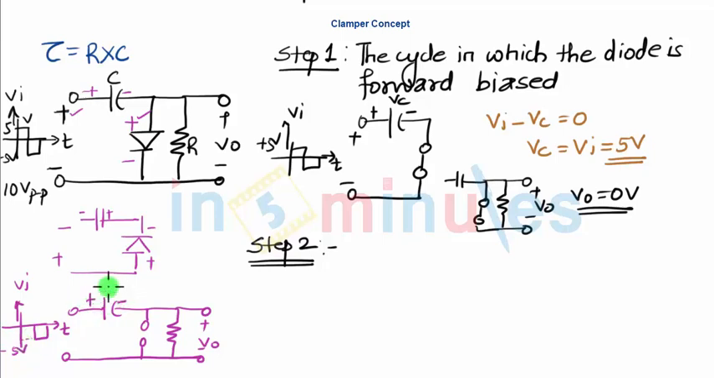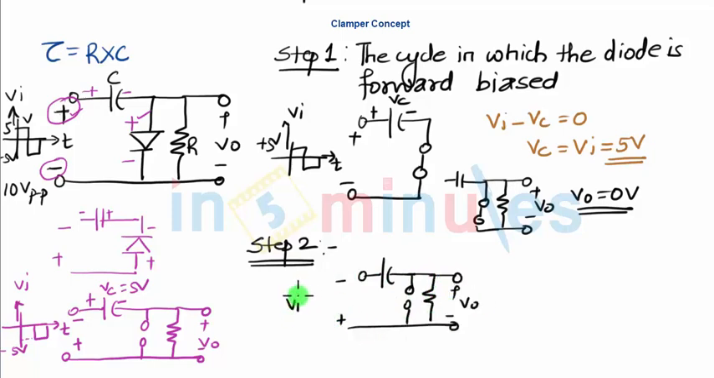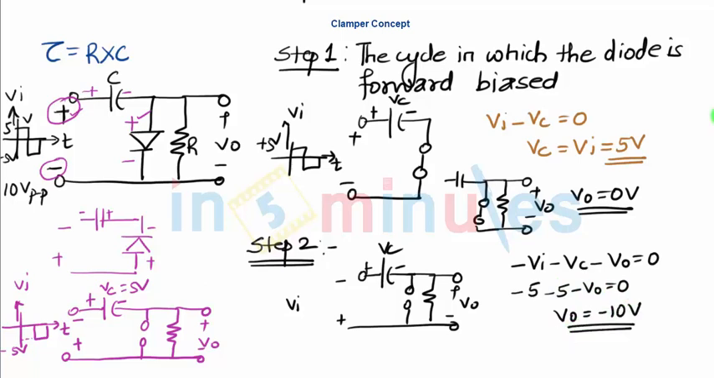Now already in the positive half cycle, the capacitor is charged to 5 volts, and now in the negative half cycle, this initial polarity which was positive negative now changes to negative positive, and you have plus 5 volts. So your circuit in the next half cycle will look like a capacitor, then the diode open circuited, a resistor, plus minus VO, minus plus Vi, then Vc. Now when you apply KVL, it will be minus Vi minus Vc minus VO equals 0. So Vi is now 5, Vc was 5 volts, minus VO equals 0. So you'll get VO as minus 10 volts.